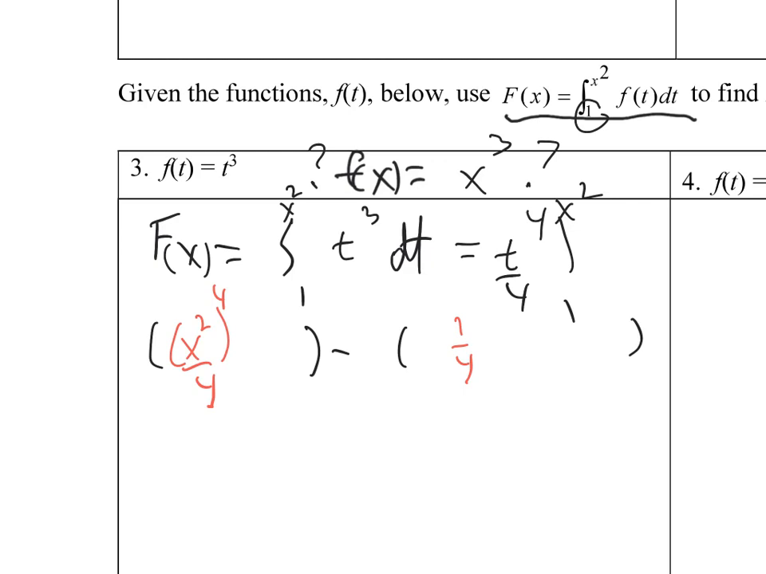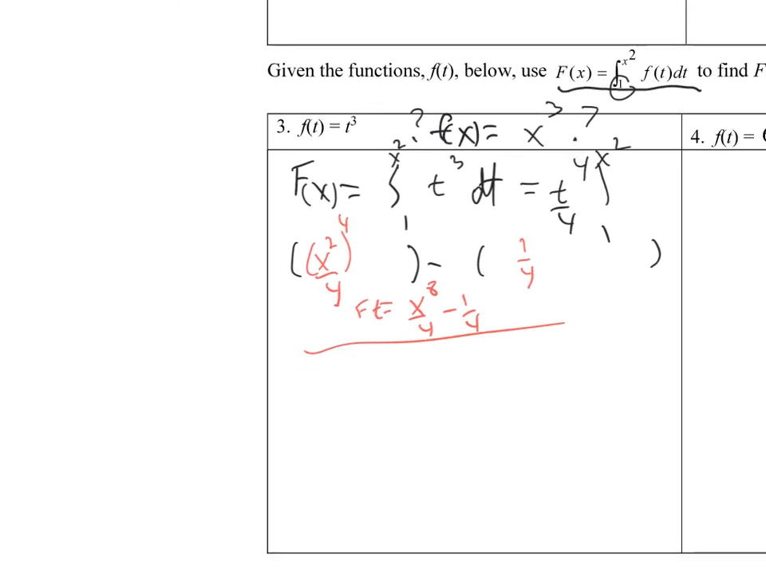t to the 4th. When I plug in the 1 is t to the 1, or 1 to the 4th. I can't get my mouth straight. 1 to the 4th is 1 over 4. And that looks like x to the 8th over 4 minus 1/4. So there's my big F of x, right?